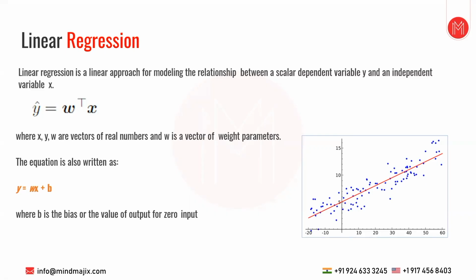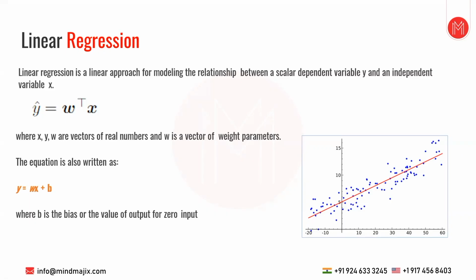So the equation is also written as y equals wx plus b, where b is the bias, or the value of output for a zero input, x will play as the input, and w is the weight parameter.